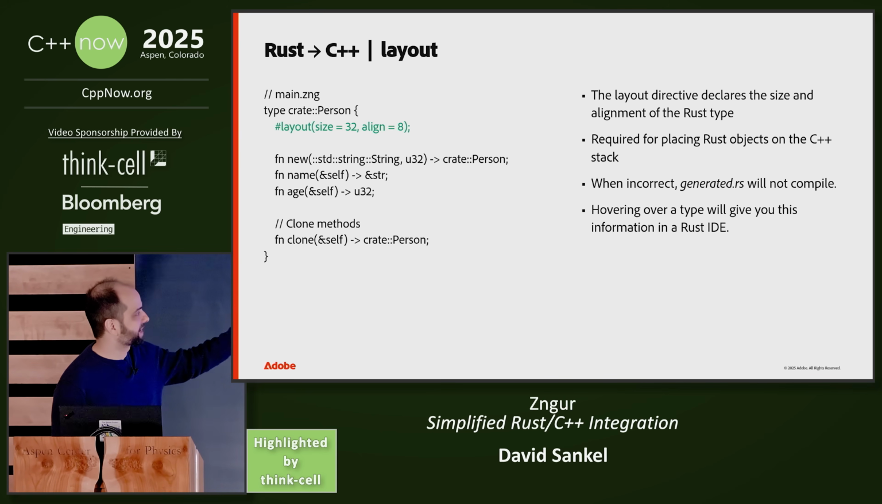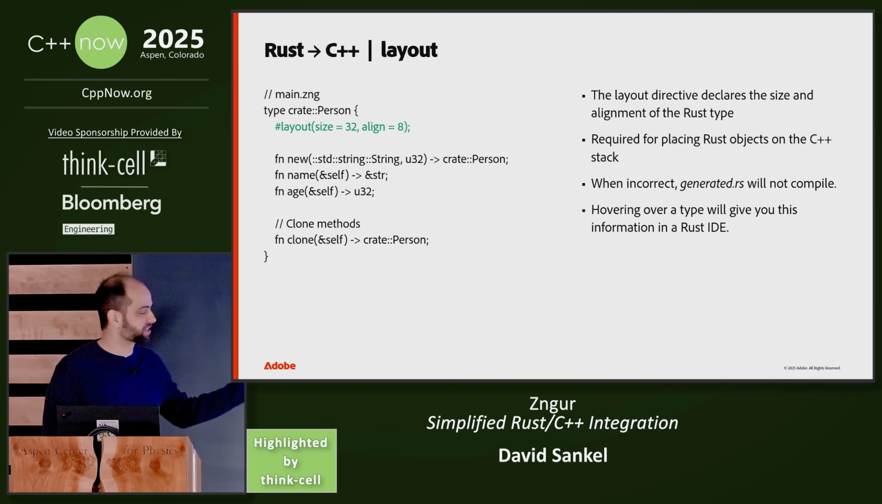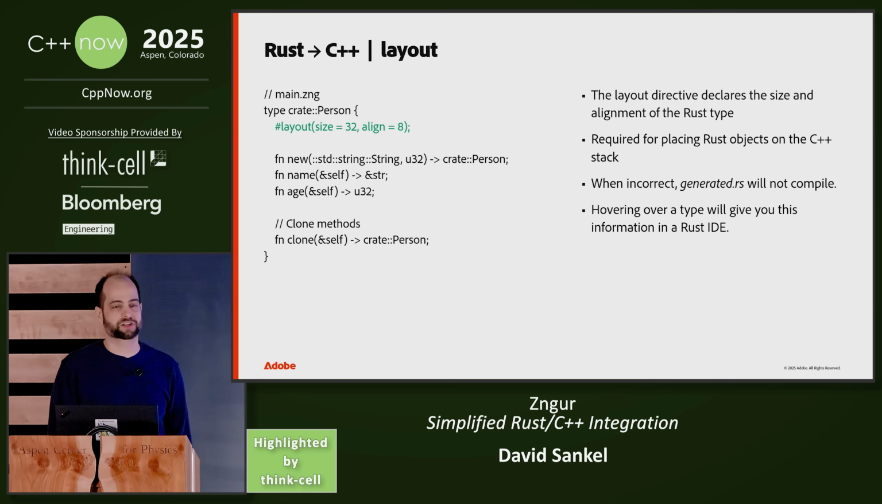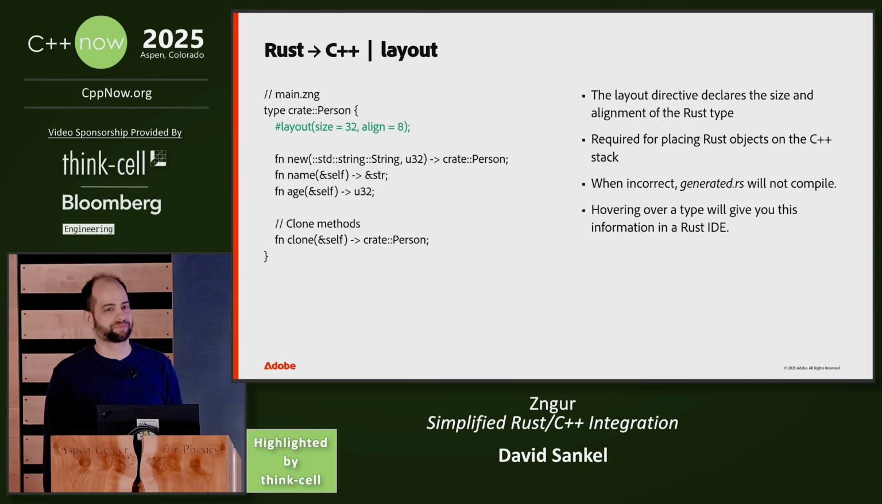So if you want to find out how to get this information, the clean way is if you're using a Rust IDE, you just hover over the type and it'll tell you what the layout is, and you can get it from there. But to be honest, what I did when creating this presentation and when I messed with it, I just compile it and see it fail and then use the error message to figure out what the right numbers are.